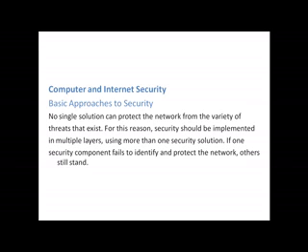So security is still a big issue in ICT, since there is no single solution which you can use to protect your device, your information, or your system. For this reason, security should be implemented in multiple layers using more than one security solution. If one security component fails to identify and protect the network, the others still stand. So we have to implement various security solutions. If one security component fails, another alternative security solution can be useful against different attacks or threats.